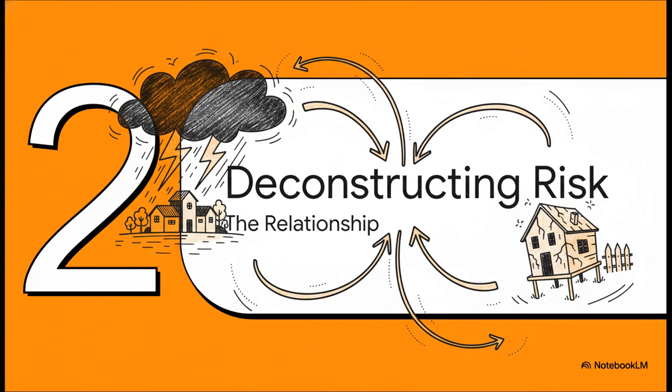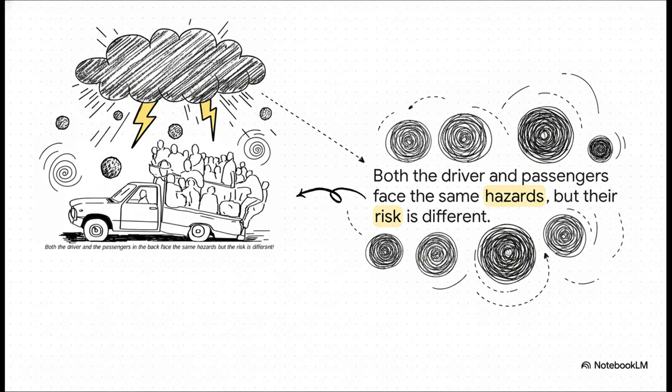So we've got our key terms down, but here's the thing. They don't just exist in isolation. Now we're going to see how hazard and vulnerability dynamically interact to create the thing we call risk. So take a look at this picture. Everyone on this truck, and I mean everyone, is facing the same external hazard. Let's say it's that brewing storm you see overhead.